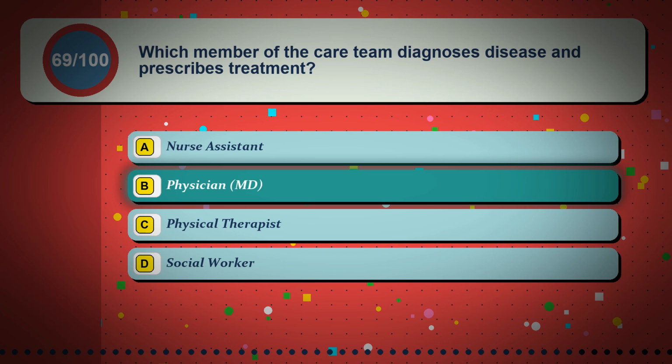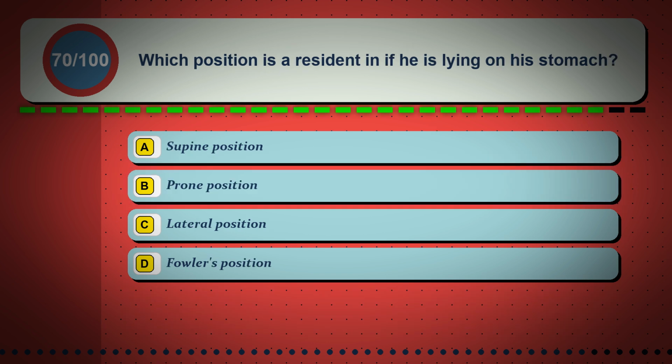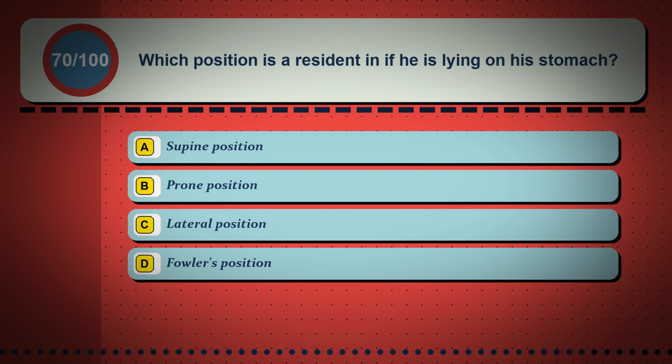The correct answer is option B, physician, MD. The physician is responsible for the overall medical diagnosis and ordering the treatments and medications that the rest of the care team carries out. Question 70. Which position is a resident in if he is lying on his stomach? Option A, supine position, option B, prone position, option C, lateral position, option D, a Fowler's position.